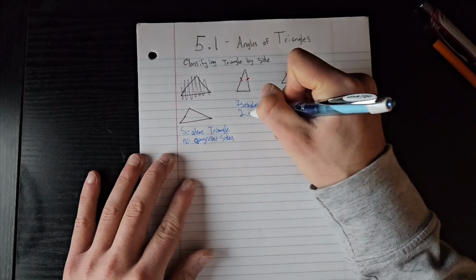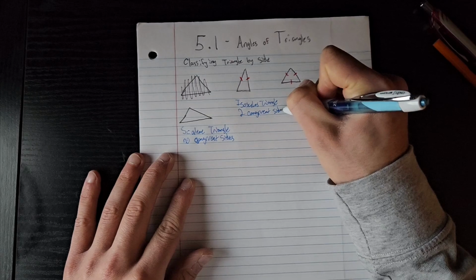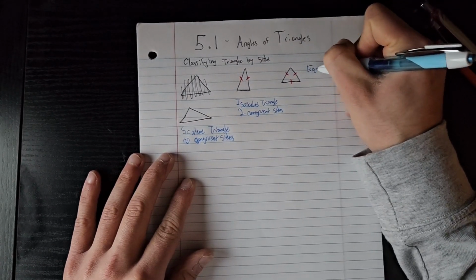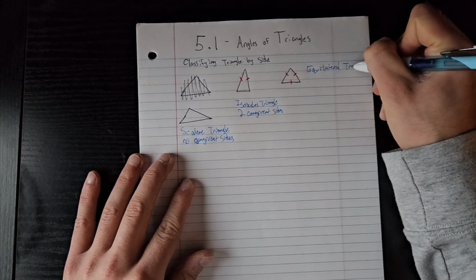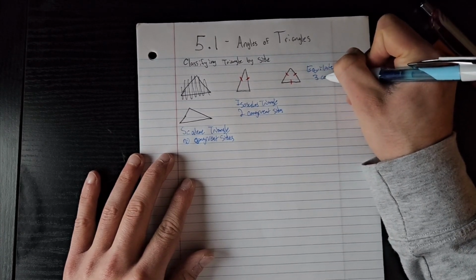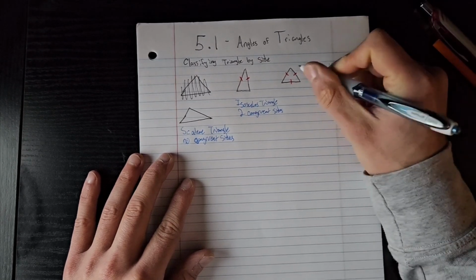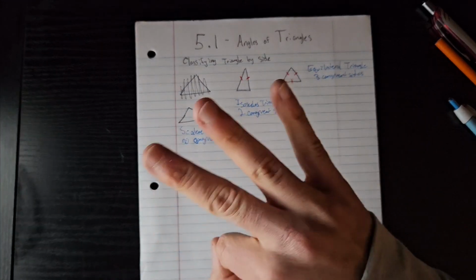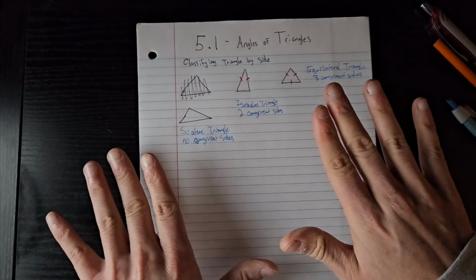And this has 2 congruent sides. And lastly, we have an equilateral triangle. And this has 3 congruent sides. So all the sides on this triangle are the same. So that's a good thing to know. But these are 3 classifications of triangles that you can make when we only talk about the sides.